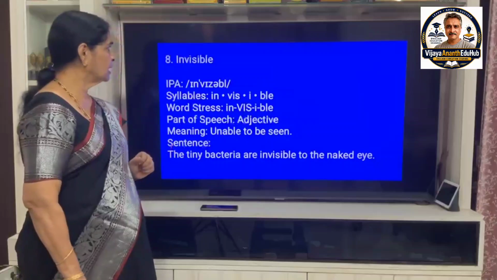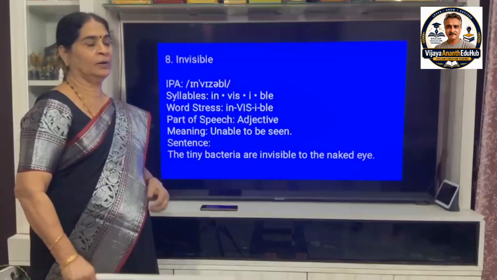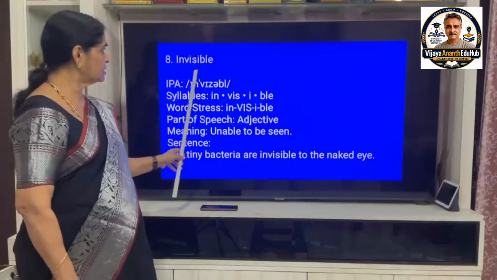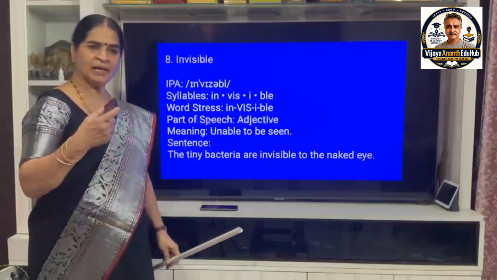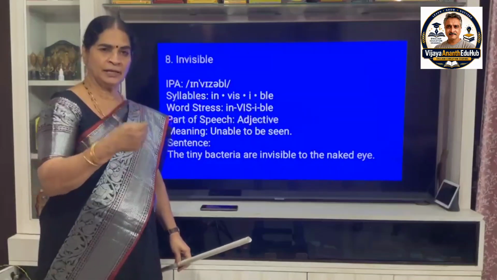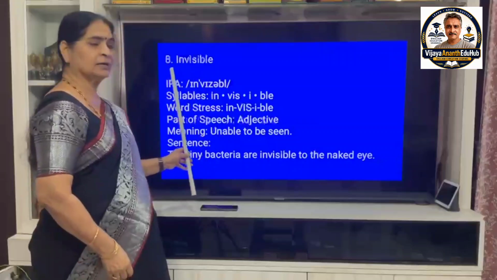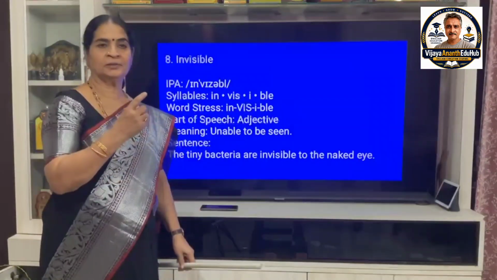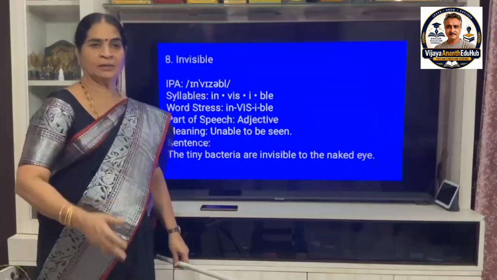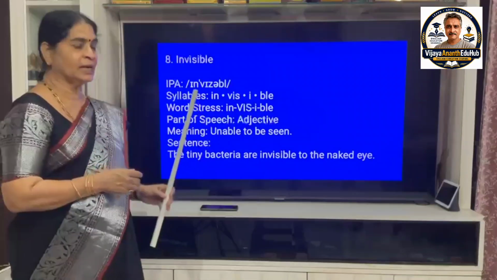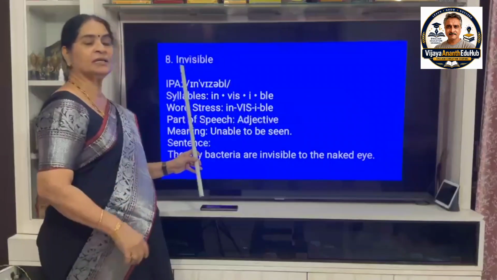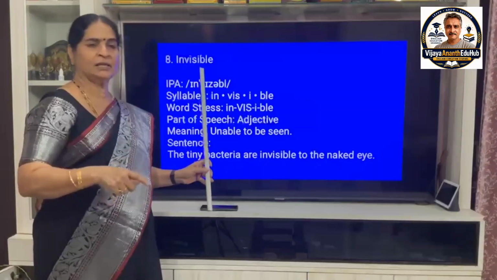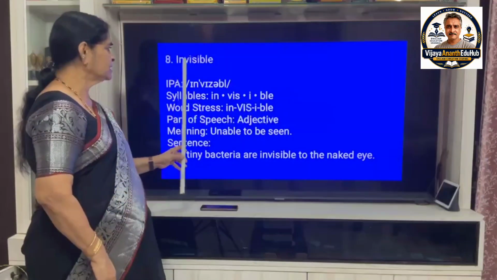Eighth one, invisible. The root is VIS, viz. If you know the spelling of viz as VIS, if you add IN, invis, then IBLE, invisible. You can correctly write the spelling and also understand the meaning. It is something related to seeing. So invisible.